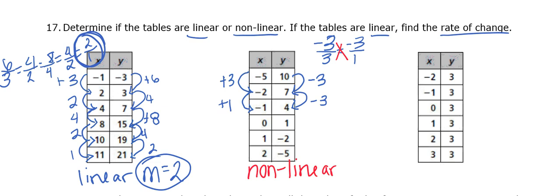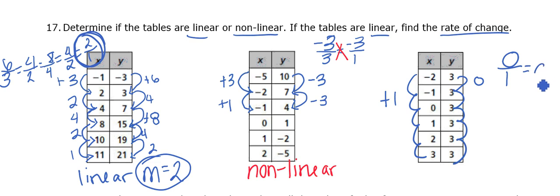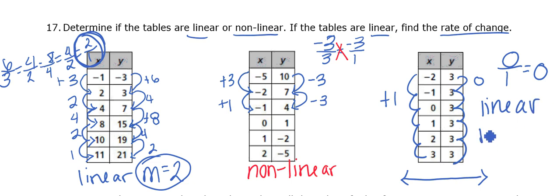Okay, so the next one, I can see my y is not increasing at all. It's 0. And my x is increasing by 1 each time. And that's the same all the way down. So I can write this as 0 over 1, and I get 0. So this is a linear relationship. If you remember from the previous page, this would actually be a horizontal line. So it is linear, and my rate of change or my slope is 0.